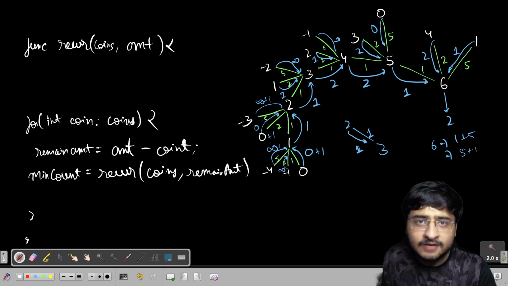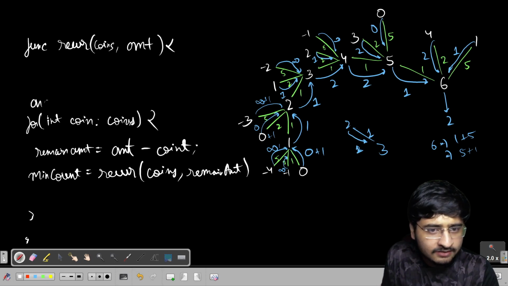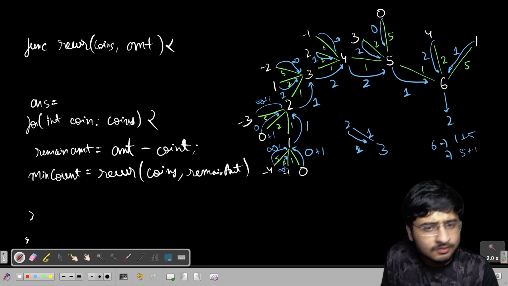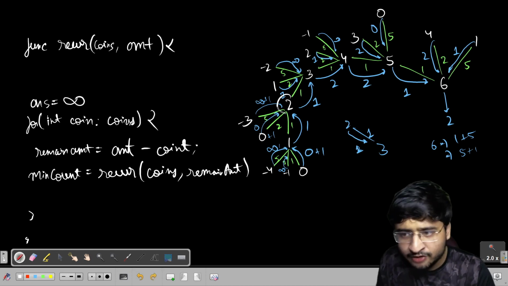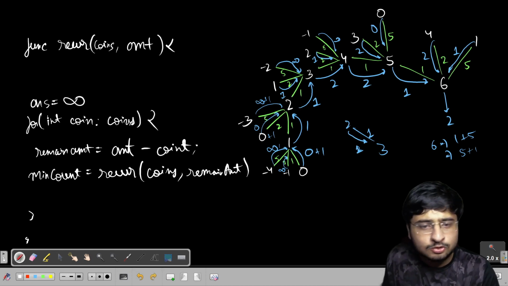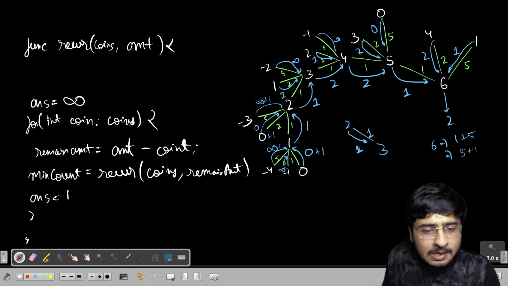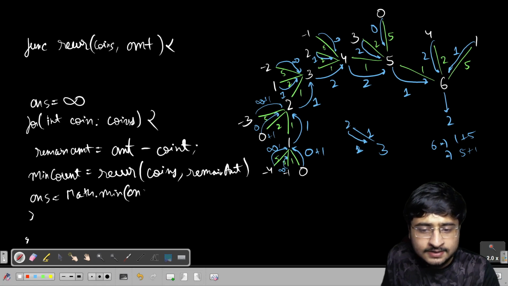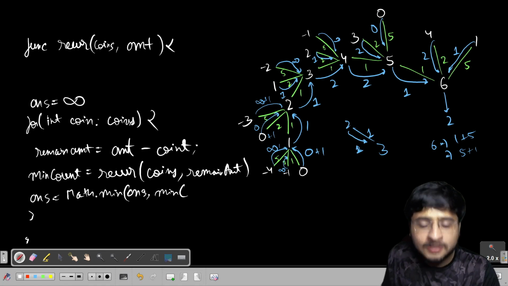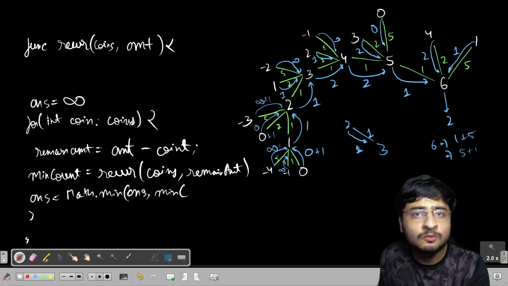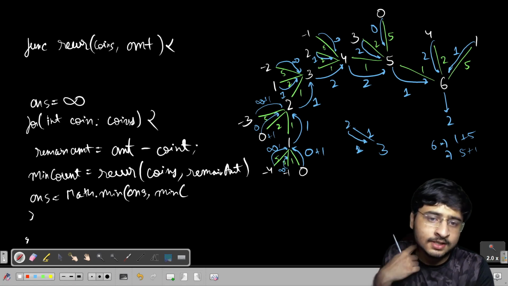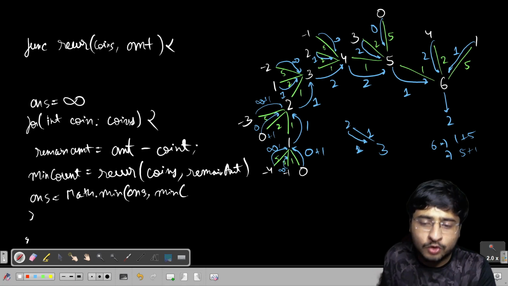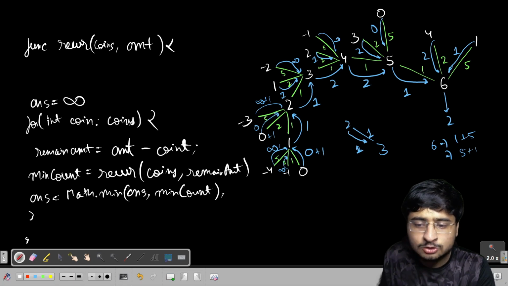Now, is this the minimum value? I'll keep an answer variable here, and it will first point to infinite. So I'll take the min, because everybody is choosing the min of all the people. So answer is equal to math.min of answer, comma, min count. The choice giving me the minimum number of coins will be the ideal choice, right?